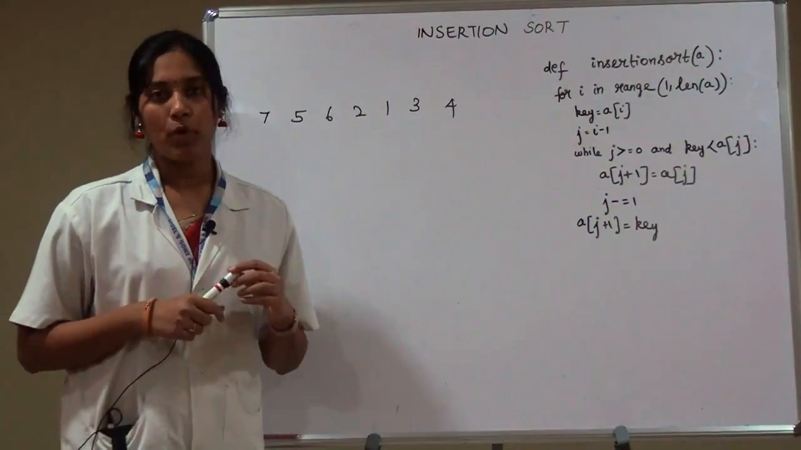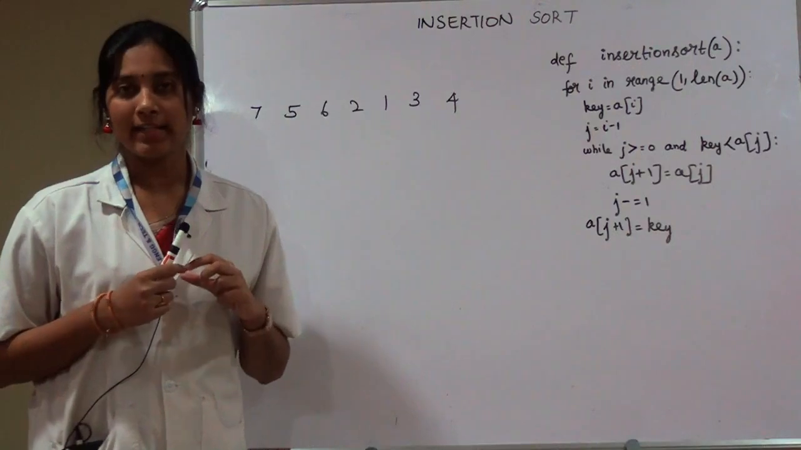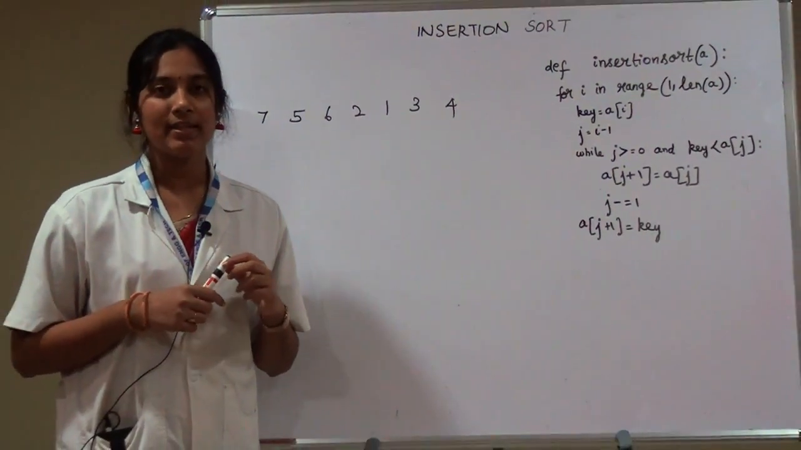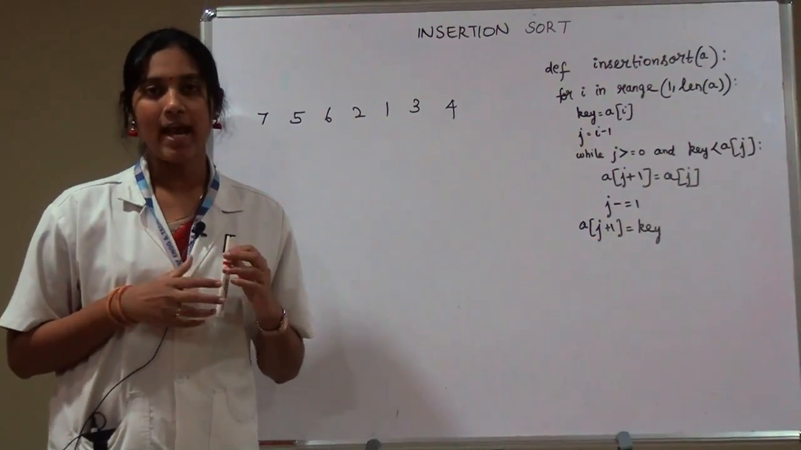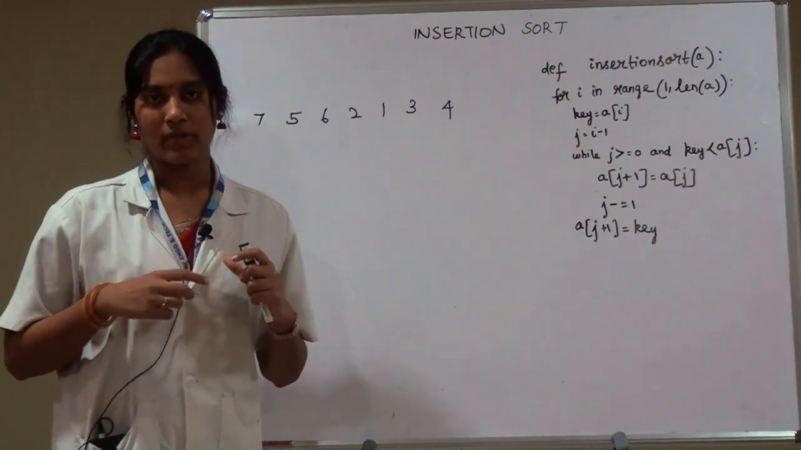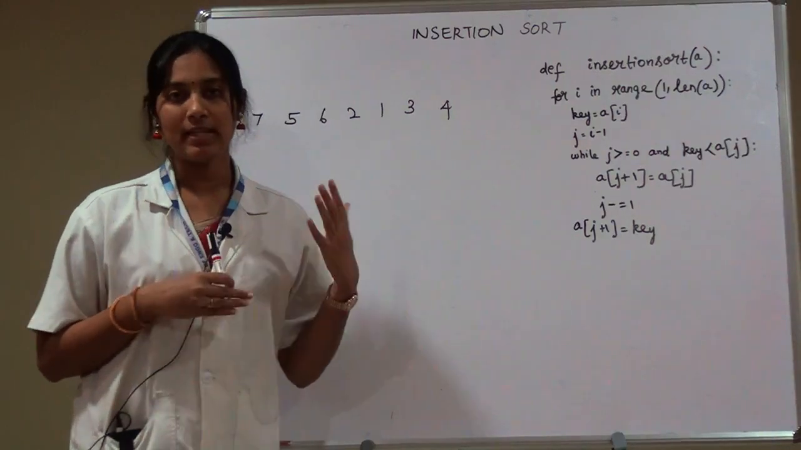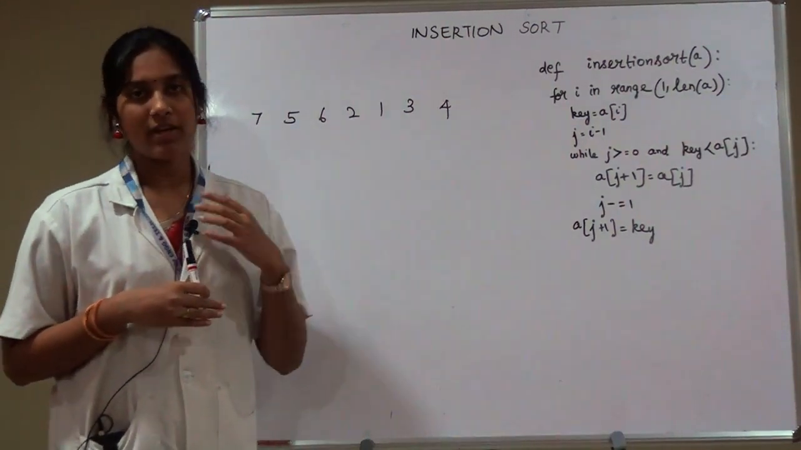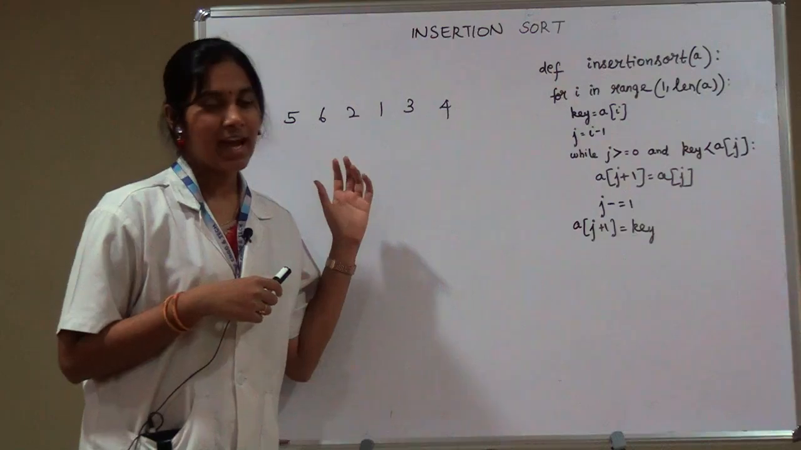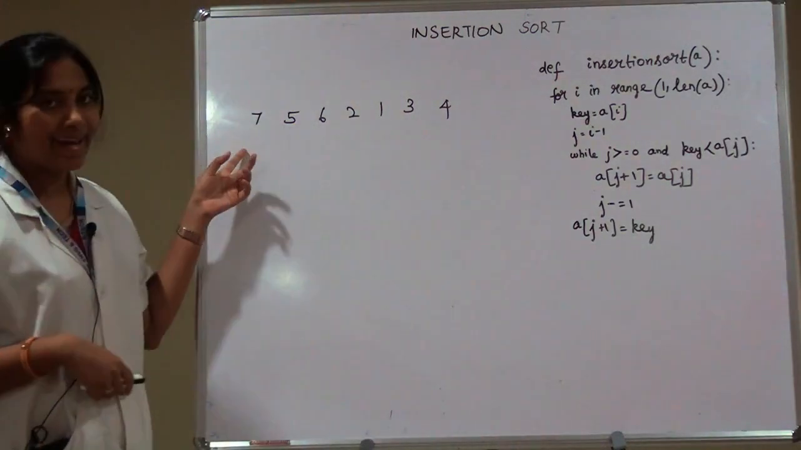At any point of time, when you see the array that you are sorting, you can see that the left half of the array is sorted and the right half is unsorted. We will look at that during our demonstration. First I will explain with an example.